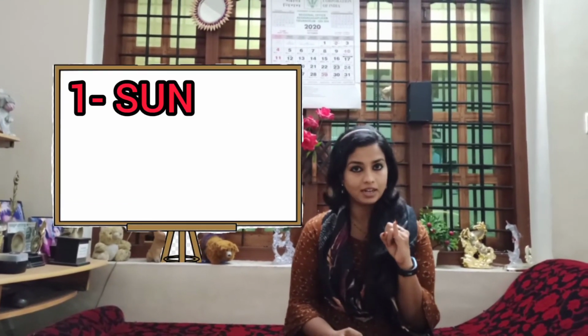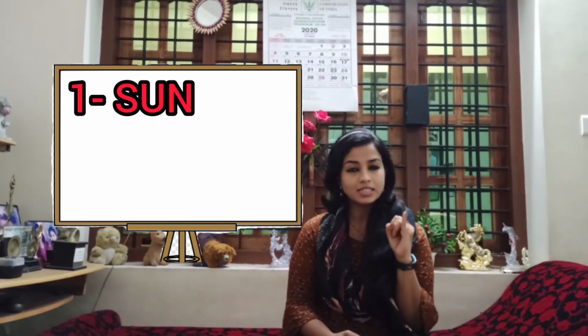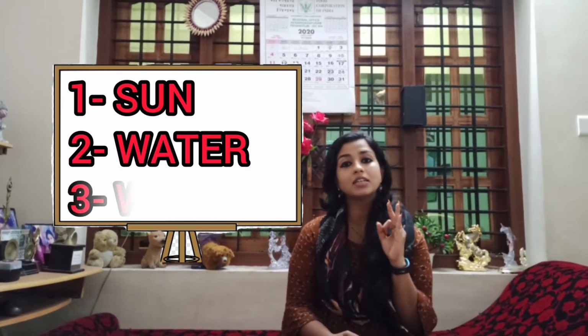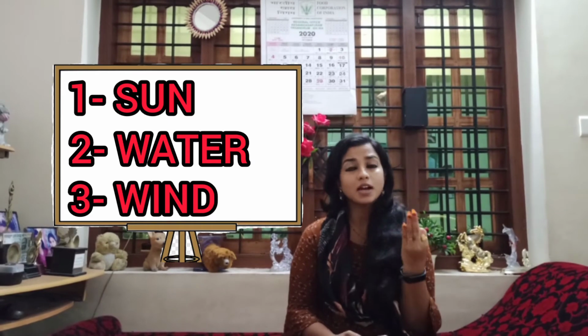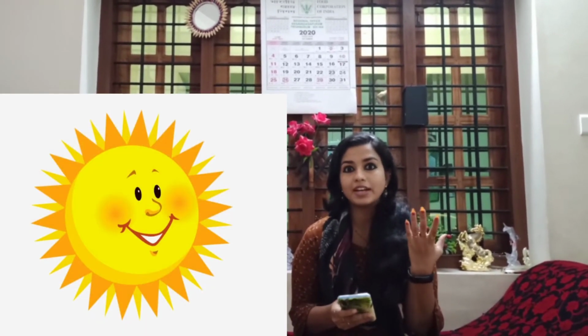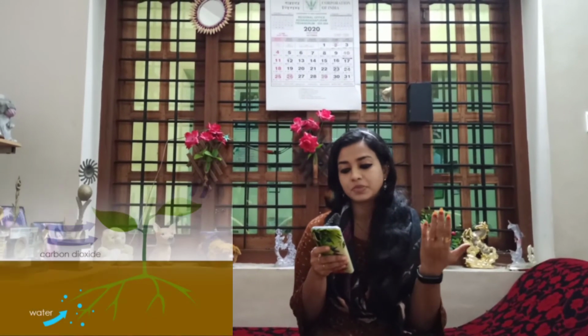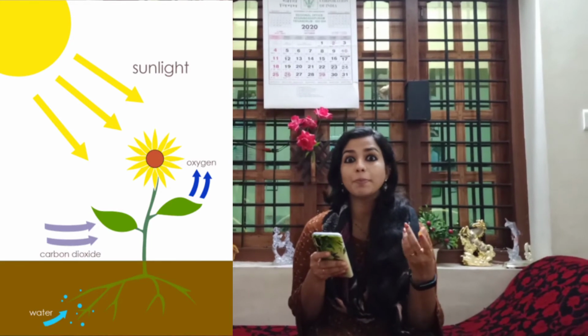So again, we can study some sources of energy. First one is sun. So underline the term sun. Second one is water, and the third one is wind. See children, the sun is the most important source of energy, and the energy we get from the sun is called solar energy. Very important. S-O-L-A-R, solar, then the spelling of energy. So just encircle the term solar energy. And plants use solar energy to prepare food.